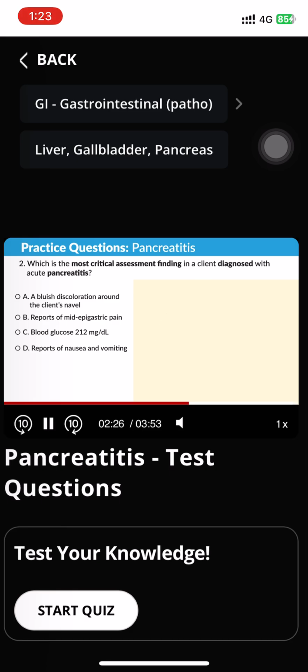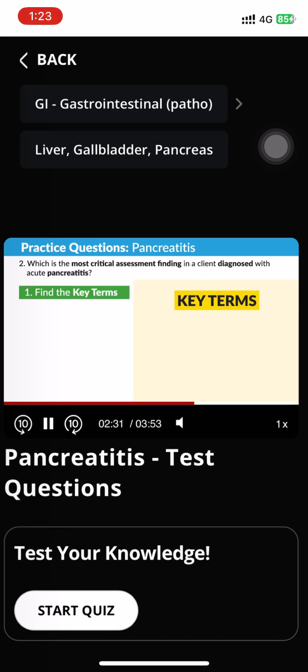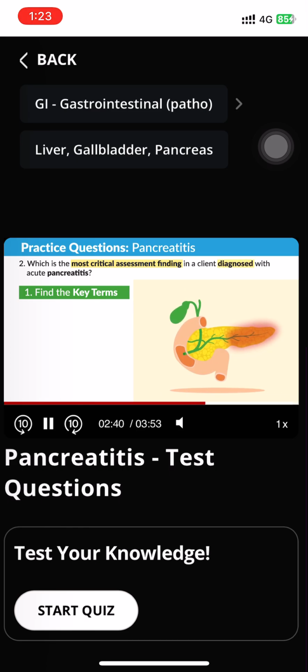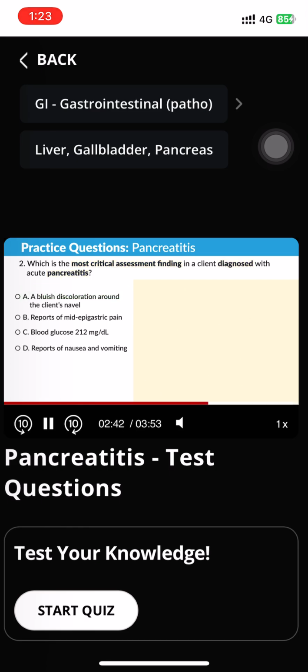Now, following our question breakdown strategy, once again, first look at the key terms in the question here. The most critical assessment finding, so just think what kills the patient the fastest, and always think the worst case scenario for pancreatitis. Now looking at our options.